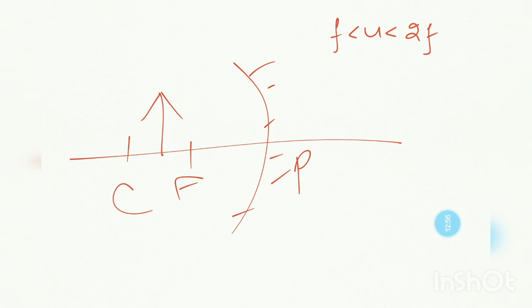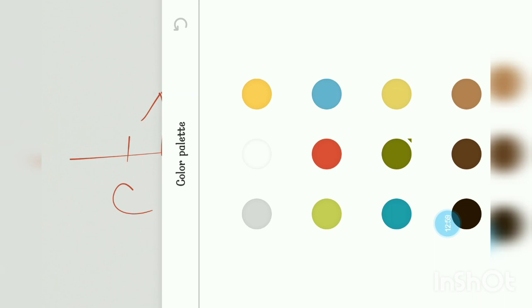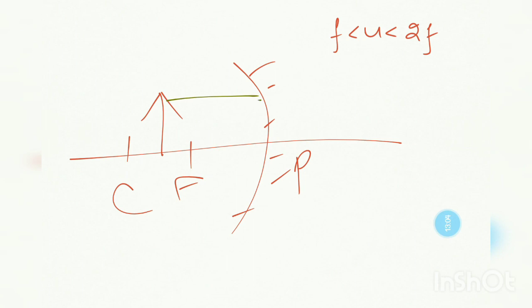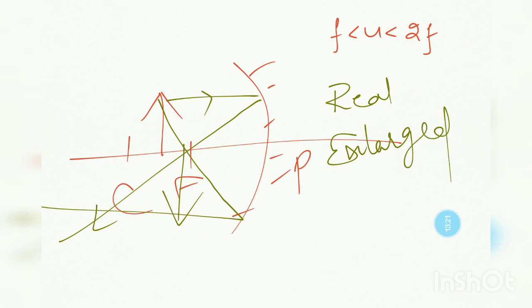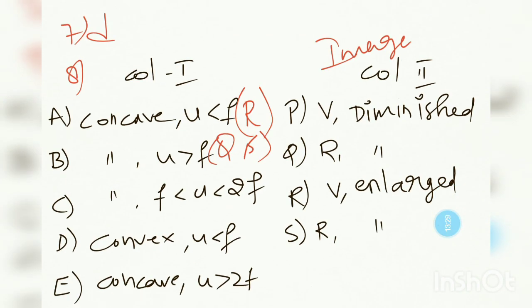Understood? In that case, we have just seen how it will show the image. One ray will pass like this and get back through the focus in this way, and the other ray will pass through the focus and become parallel to the axis. This will be the image obtained, and it is going to be a real one, and it is going to be enlarged compared to the object. Understood? So what is the option for this one? Check it out here. It is real and enlarged, so I can tell it is option S.